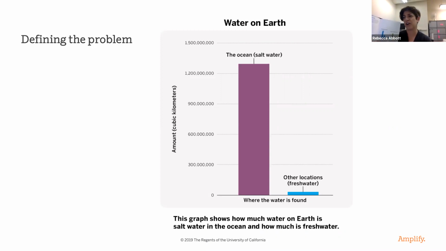What does this graph show? If they take a look at this graph, they start to notice things and talk to each other about it. Oh, I see, most of the water on Earth is salt water, in the ocean. And salt water is unusable for most human purposes.